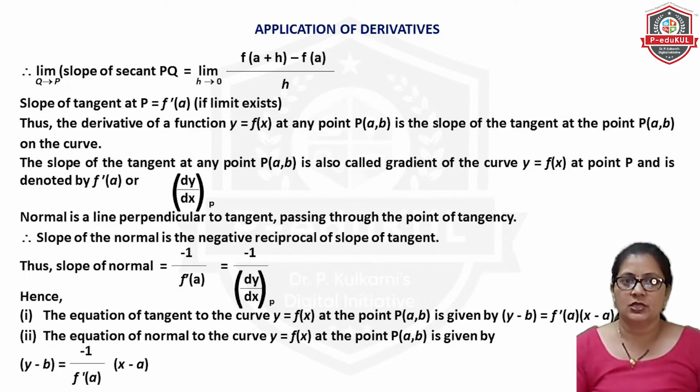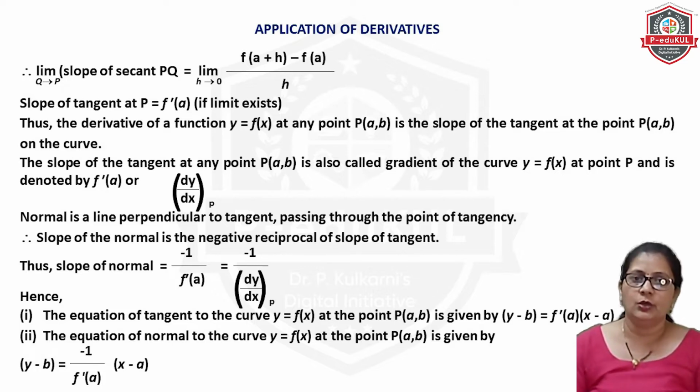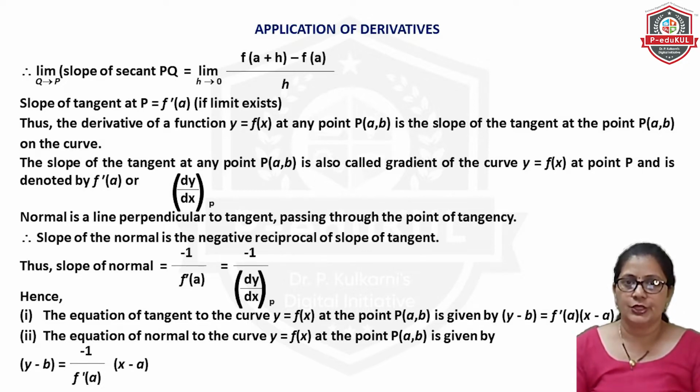That is what is written here: f dash a is equal to dy by dx at P. P is a point which is mentioned on the curve. Like we write x is any point on the line, similarly here P is any point on the curve. Now a normal is a line perpendicular to the tangent passing through the point of tangency. Point of tangency means point of contact.